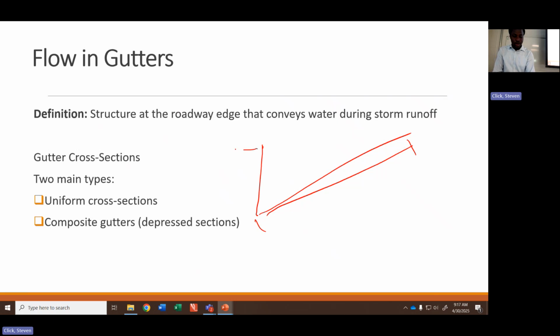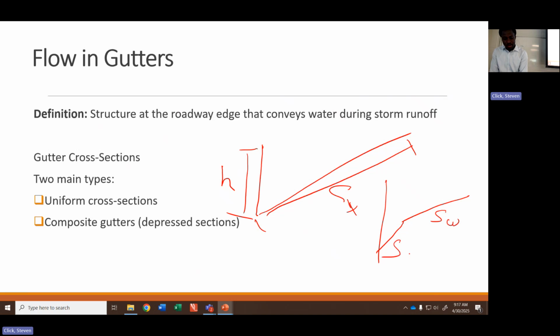So this will be the height of the gutter, and this will be the slope, let's say S. SX of the road. It has a continuous slope throughout the section, but for a composite gutter, there are two combinations of slopes. We have one that's shallow, let's call it SW, and we have one that's much steeper, SX.